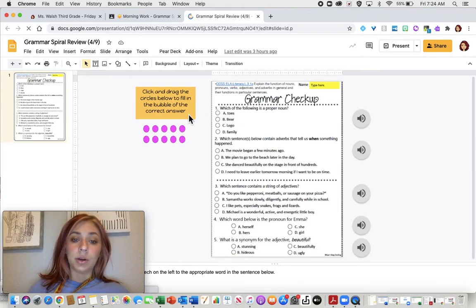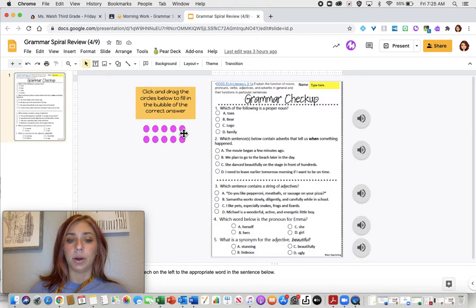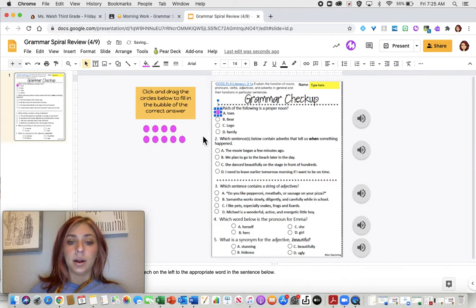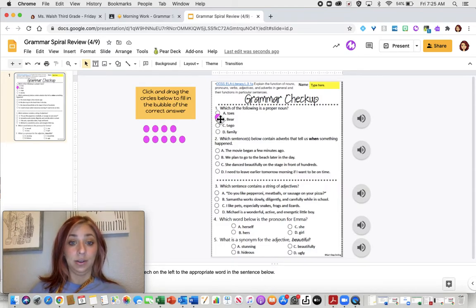All right. So you're going to click and drag these circles to help fill in the circle. For example, number one says, which of the following is a proper noun. If I think A, toes, is a proper noun, I'm going to click and drag the circle over the dot that they provided me, and I'm going to mark A. Perfect. Now, please make sure that you are easily identifying which one you're trying to mark. If I put it in between A and B, I'm not going to know which one you're trying to answer. I'm going to assume you mean B and grade you as if you put B. But if you put it right dead smack in the middle like that, I'm just going to mark it wrong. So please make sure you're putting it over the circle so I know which one you are referring to.